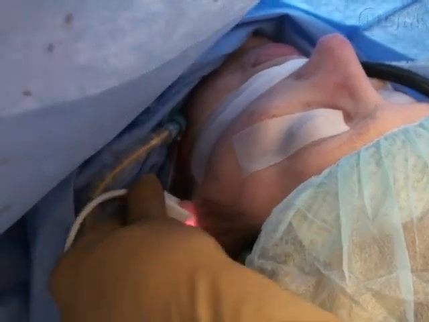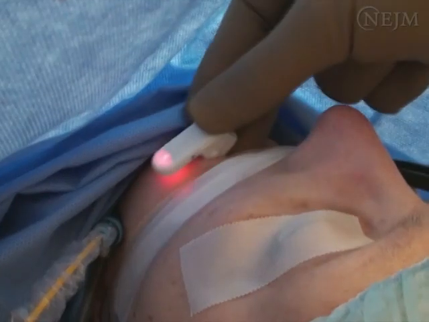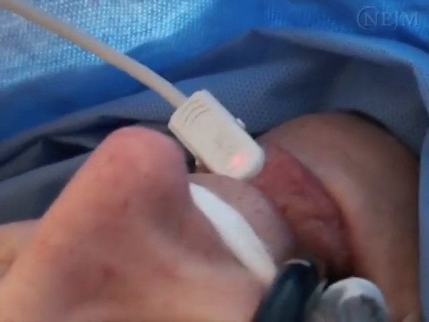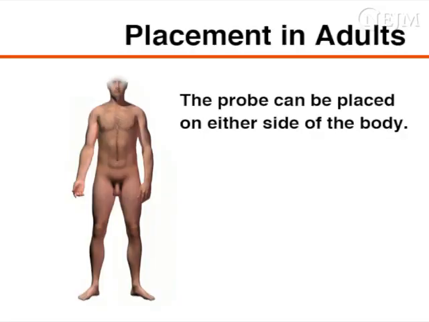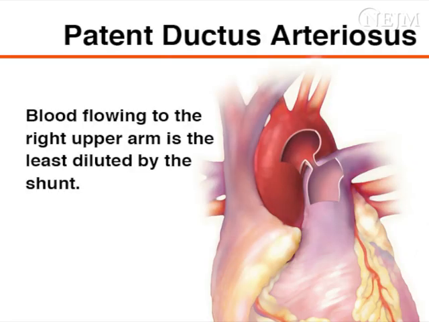The earlobes and the fingers are commonly used sites. Feet, cheeks, nose, and tongue may be used in cases of low peripheral perfusion. In adults, the probe can be placed on either side of the body. In newborns, however, placement on the right upper arm is preferable because of the possibility of a patent ductus arteriosus. Blood flowing to the right upper arm is the least diluted by the shunt and is therefore the most oxygenated.